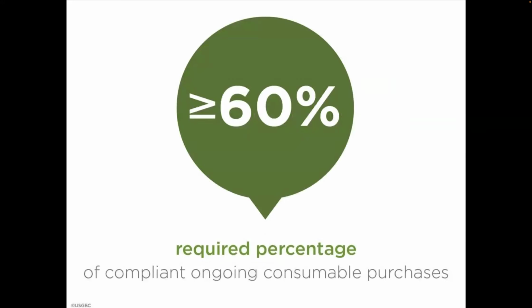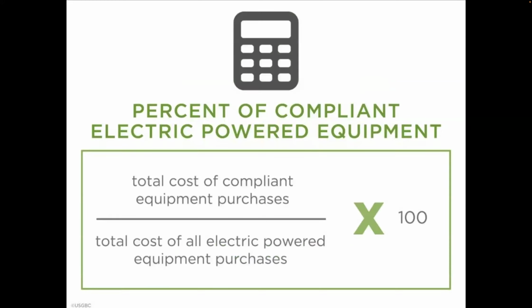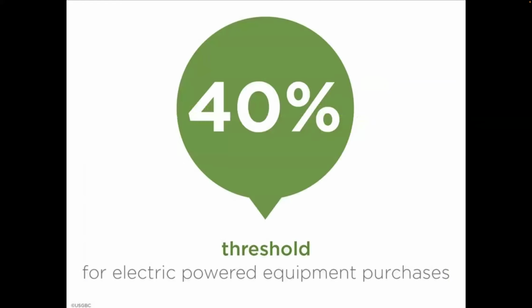And the same with ongoing consumables. Again, you want it to be greater than 60% by cost, the total there. You're doing the same kind of calculation.